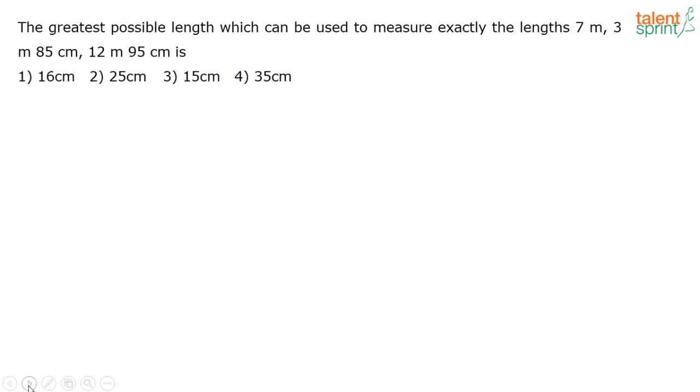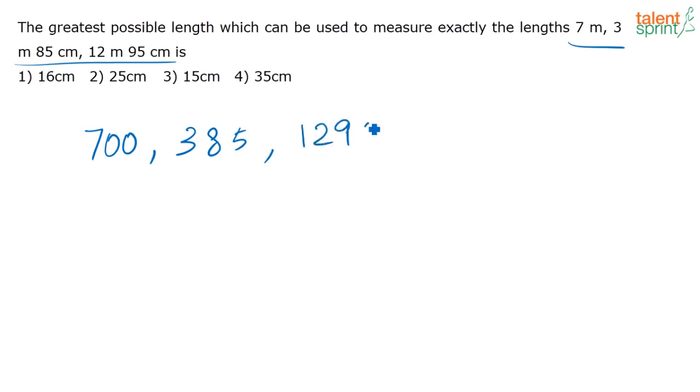So how do you find the HCF of these numbers? If you see, all these are given in different units, correct? 7 meters, 3 meter 85 centimeter and 12 meter 95 centimeter. So let us convert everything into centimeters, okay? So 7 meters is nothing but 700 centimeters. 3 meter 85 centimeters is nothing but 385 centimeters. 12 meter 95 centimeters is 1295 centimeters. So if you consider these three, you have to find the HCF of these three numbers.